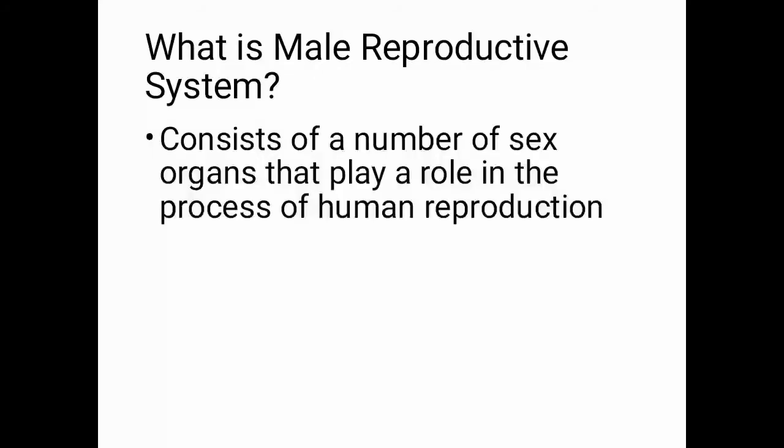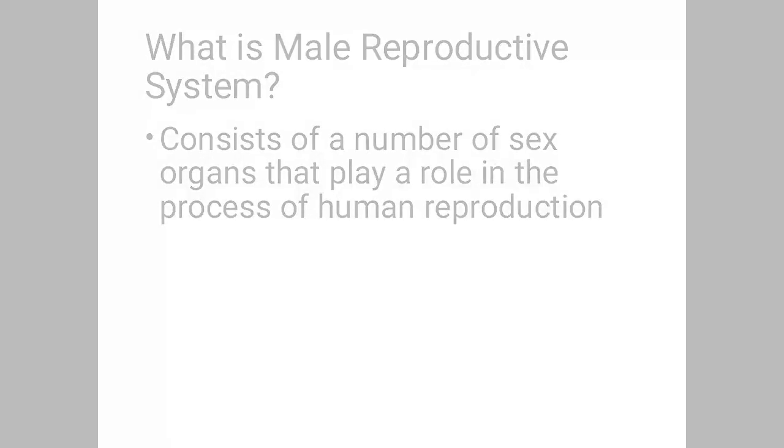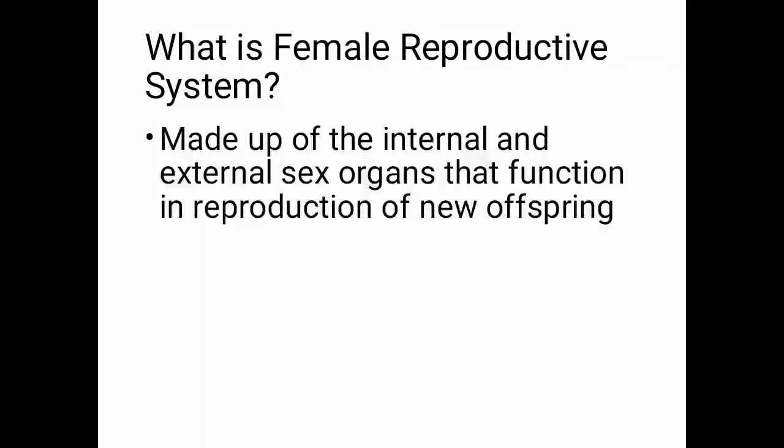The second question is, what is the male reproductive system? It consists of a number of sex organs that play a role in the process of human reproduction. The third question is, what is the female reproductive system? It is made up of the internal organs and external sex organs that function in the production of offspring.